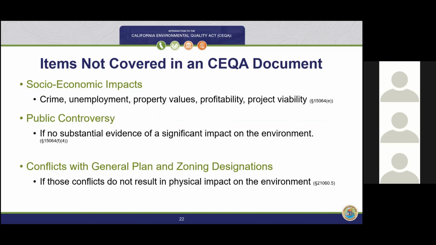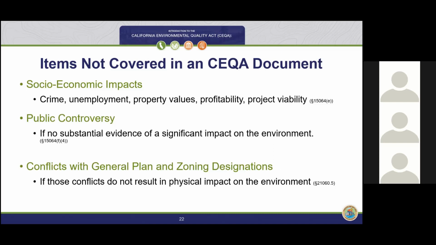So here are some items that are not covered in a CEQA document, either an MND or an EIR, that are commonly, in my experience, things you get comments on, and people who have commented want to know why this wasn't included. The CEQA guidelines specifically exclude things that would fall under social and economic impacts. So those are things like crime, unemployment, property values, the profitability or project viability of a specific project. Those fall into a separate category. That is under the purview of the decision-making body to consider, but it's not considered a CEQA issue. CEQA focuses specifically on the impacts on the physical environment, so not these social and economic impacts.